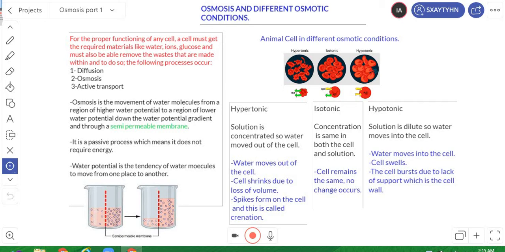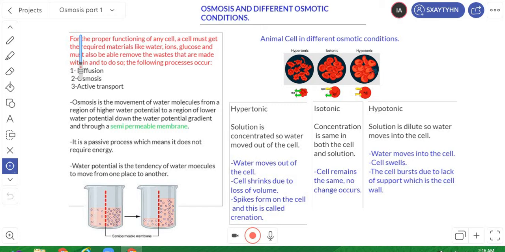Now in this video we are going to talk about osmosis, and you need to understand diffusion as they are somewhat related, because if you have not understood diffusion then you will struggle to understand the concepts of this particular topic. After osmosis we will be discussing active transport, but that's for some other day because our main focus for today is osmosis. So let's get started.